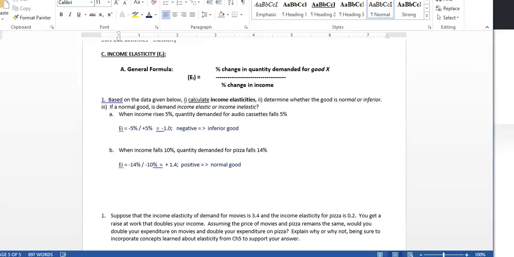Now there is an extra step here because I asked up above, if it is a normal good, is demand income elastic or income inelastic? Remember those terms from the beginning of this chapter when we talked about price elasticity. Bigger than 1, elastic. Smaller than 1, inelastic. So this would be income elastic, since it is a normal good and our value is bigger than 1. That means people are relatively more sensitive to a change in their incomes. Income elastic. All right.